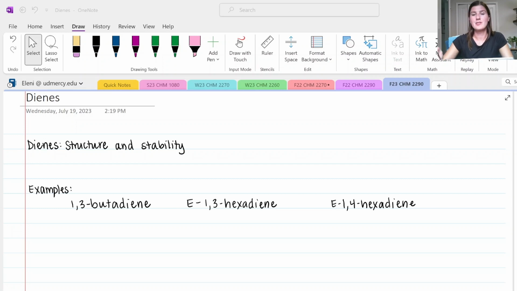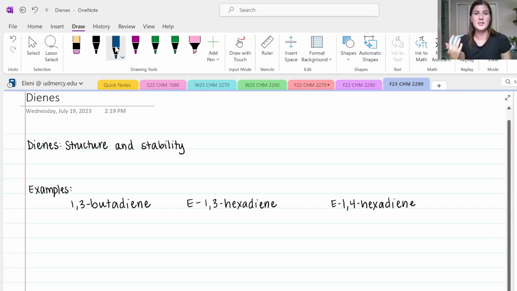Hi everybody! So in this video we're going to talk about dienes. So a specific group of molecules. They are called dienes because of what's present in the molecule. So if you see me looking down, that's because I'm drawing on my surface down here.